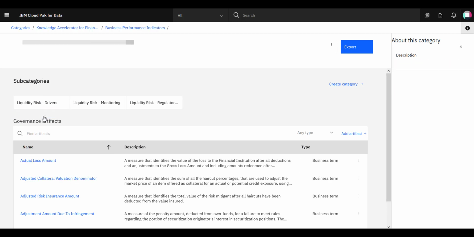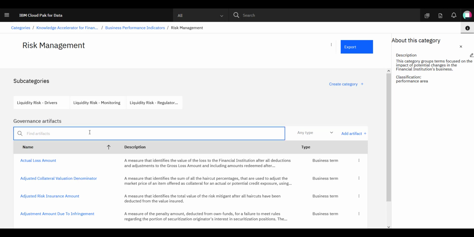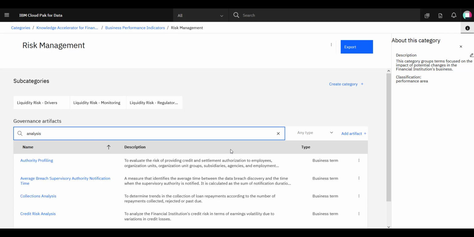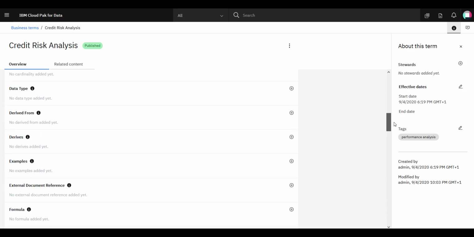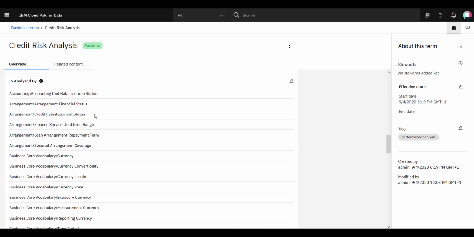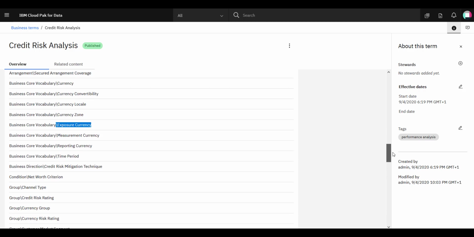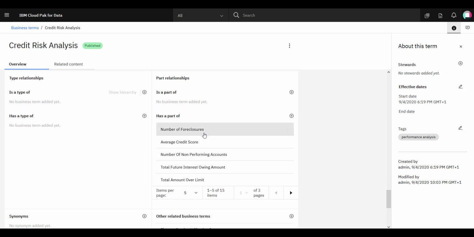Navigating into risk management, we get a list of all performance analysis and measure terms included in that category. We decide to restrict our list to names that include analysis. Let's take a deeper look at credit risk analysis. Credit risk analysis can be analysed by business core vocabulary terms such as arrangement financial status and exposure currency. The has a part of relationship describes the key measures to be analysed in this performance analysis term.